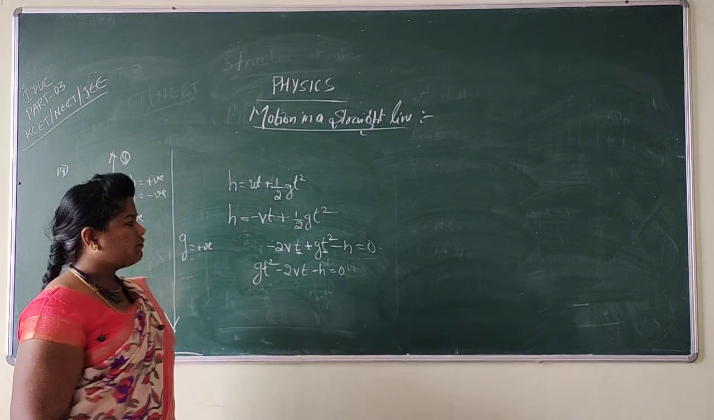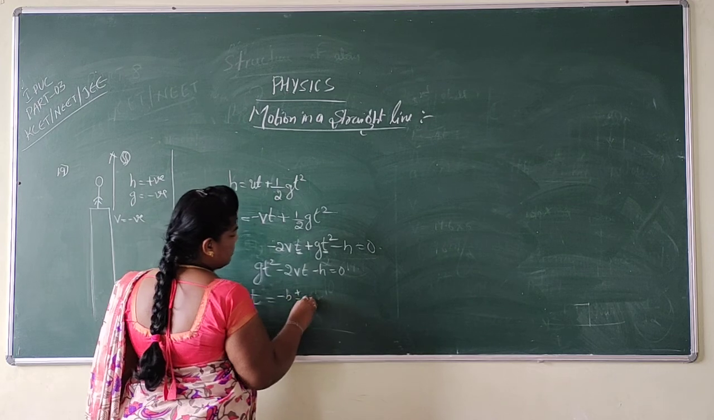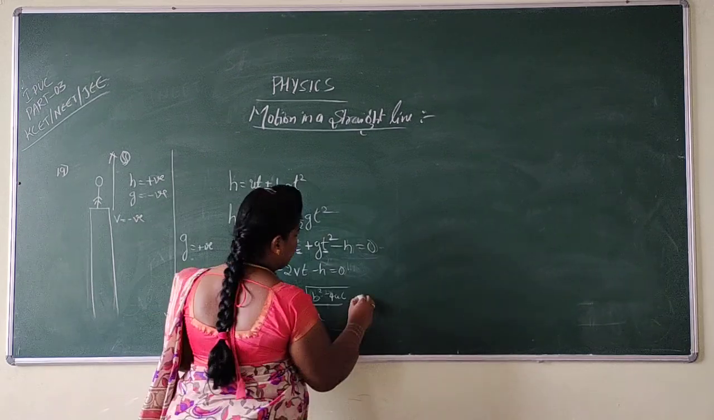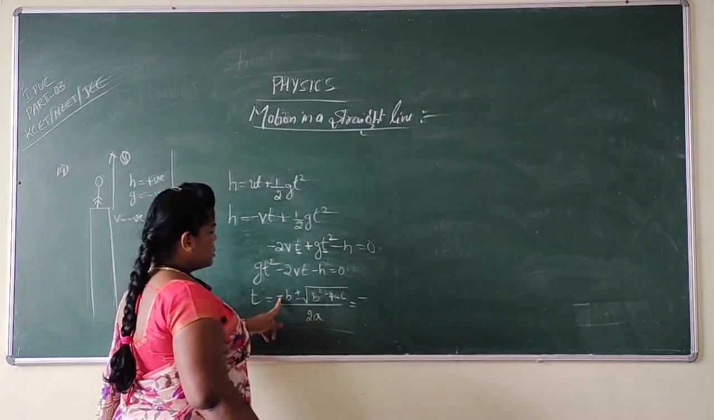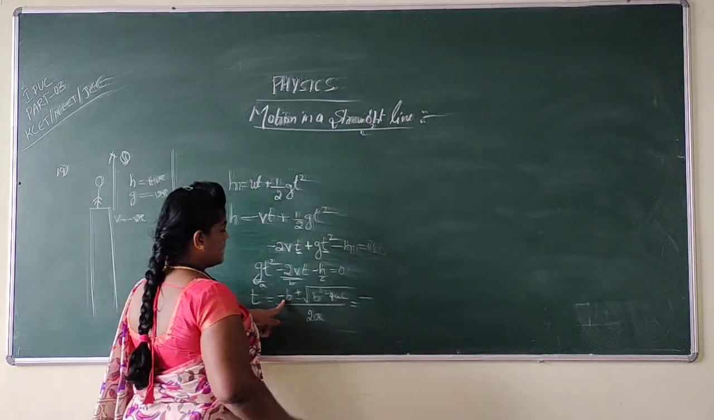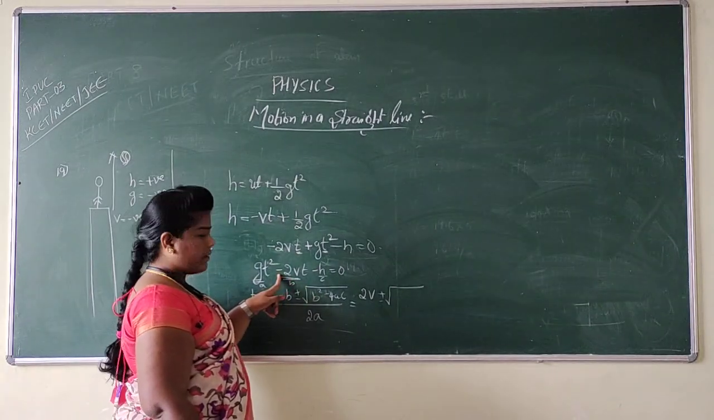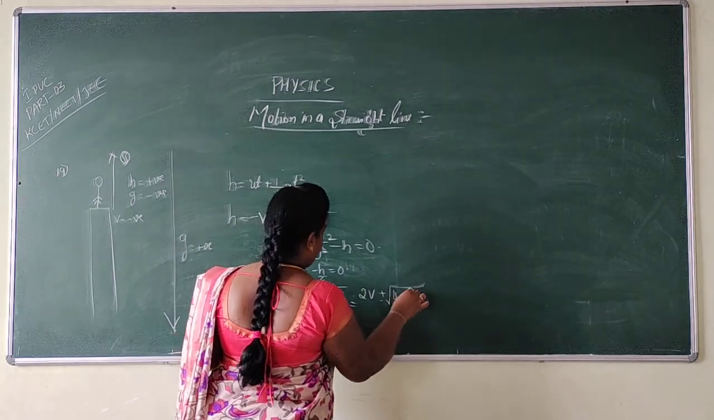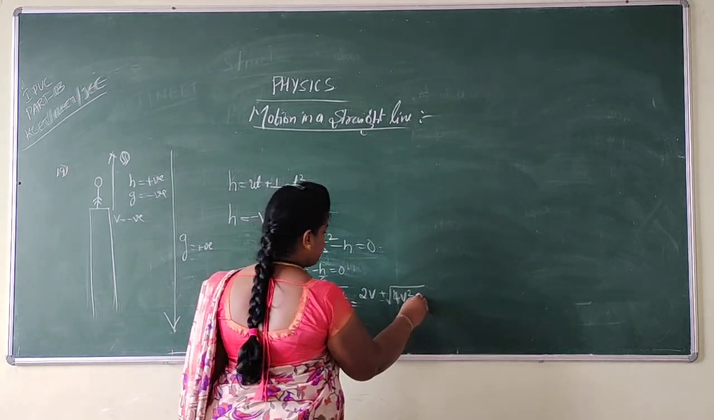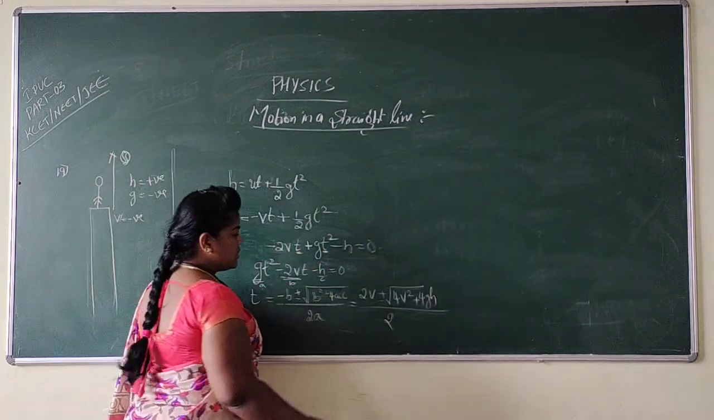So now let us apply this formula. I want to calculate t, right? t is equal to minus b plus or minus square root of b square minus 4ac divided by 2a. Here a is g, b is minus 2v, and c is minus 2h. Minus into minus gives plus 2v, plus or minus square root of 4v square minus 4ac. 4a is g, c is minus h, minus into minus becomes plus, so 4gh, divided by 2 into a, that is 2g, right?